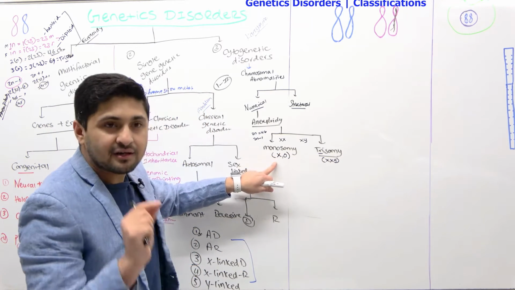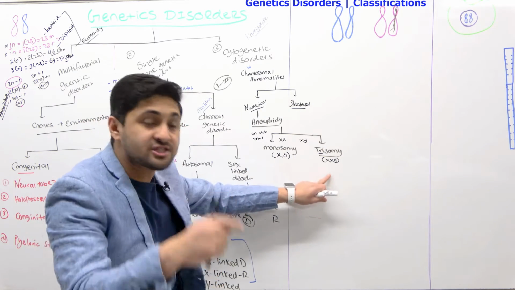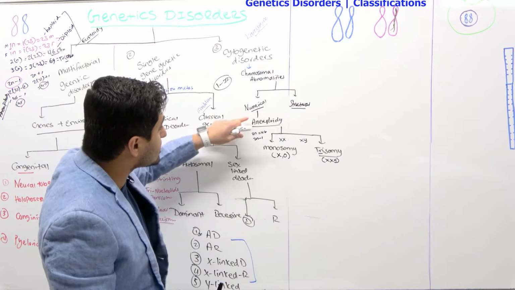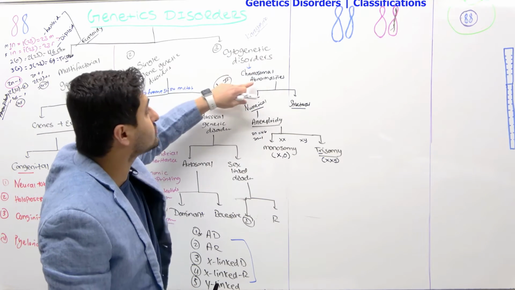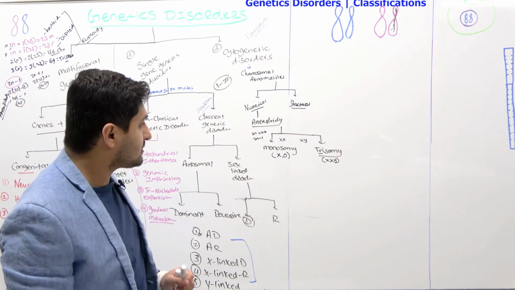So whenever you're missing chromosomes, or there's a gain or an additional chromosome, we call it aneuploidy, which is a numerical disorder and is part of chromosomal abnormalities. We study that in cytogenetics. That's something you have to remember.